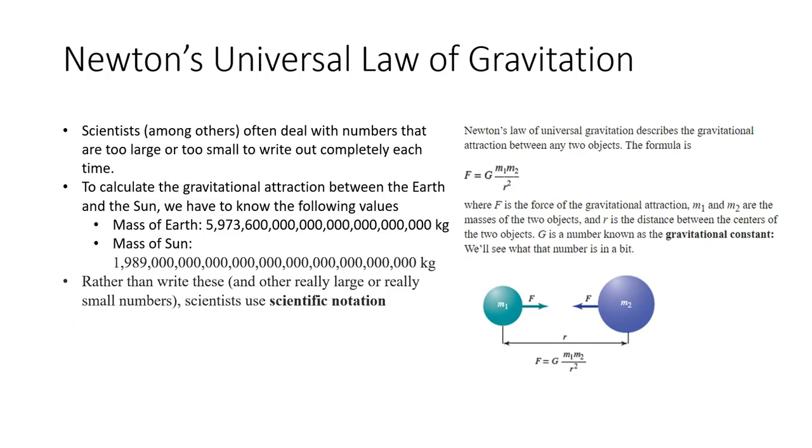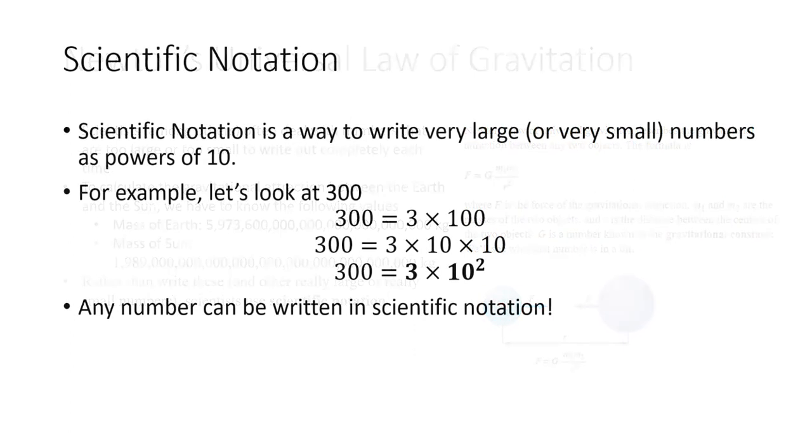So rather than write these as really large or really small numbers every time we're trying to write these out in equations or calculations, we use scientific notation. And scientific notation is a shorthand way of writing much larger numbers using exponents. So for example, let's start with a smaller number, like 300, and we're going to write that in scientific notation. Well, 300 is the same thing as 3 times 100, or 3 times 10 squared. And so we write this as 3 times a power of 10. And we can write any number as some number times a power of 10. And so we can write any number in scientific notation.